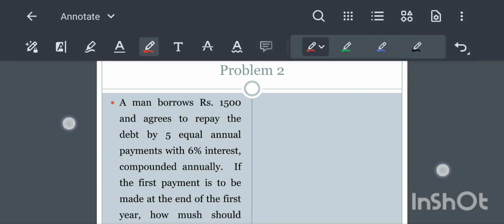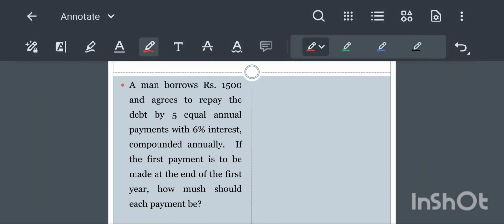Second problem. A man borrows rupees 1500 and agrees to repay the debt by 5 equal annual payments with 6% interest compounded annually. If the first payment is to be made at the end of the first year, how much should each payment be? So here the amount a person borrows is rupees 1500 and he is going to repay this 1500 in 5 equal installments. As this is your bulk amount, the value for P is rupees 1500.